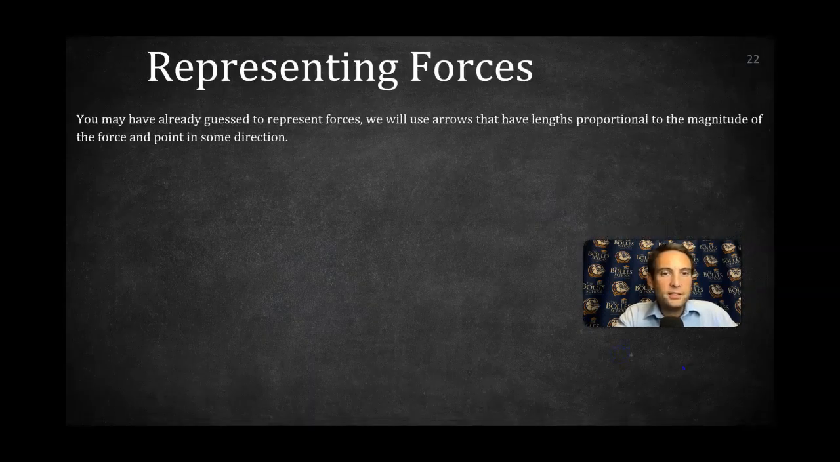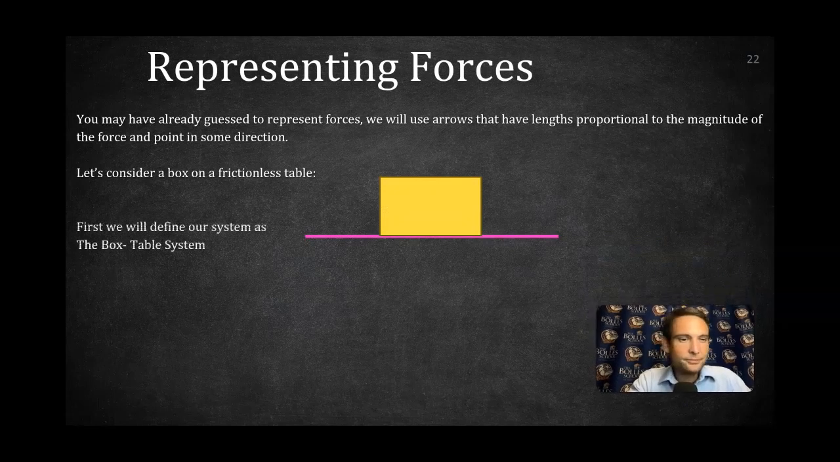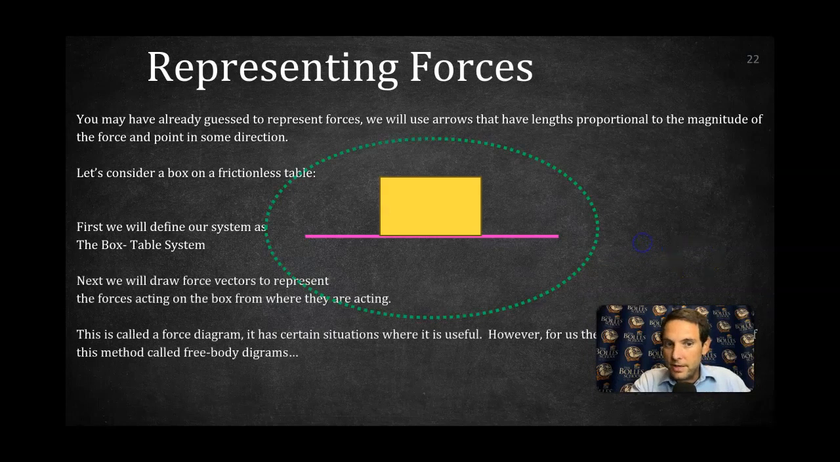You may have already guessed, to represent forces, we're going to use arrows that have lengths proportional to the magnitude of the force and point in the same direction the force is acting. Let's consider a box on a frictionless table. First, we're going to define our system as the box-table system, with a dotted line around it. Next, we're going to draw the force vectors to represent the forces acting on the box from where they're acting.